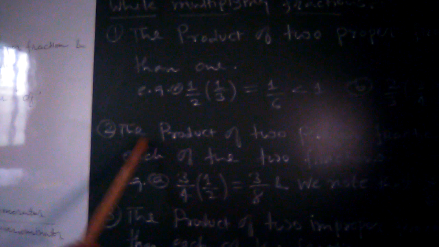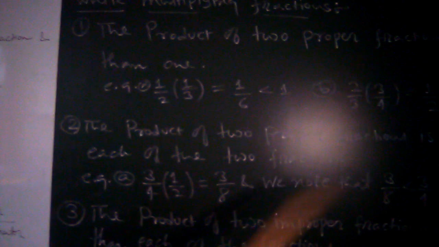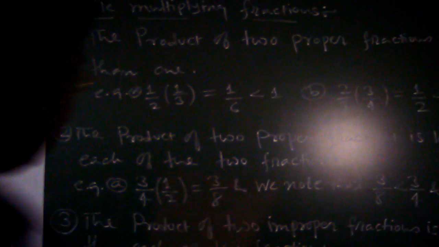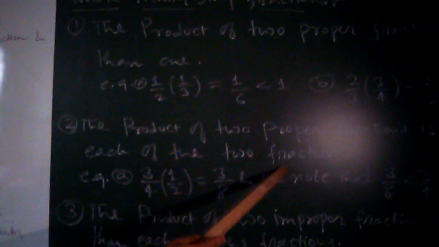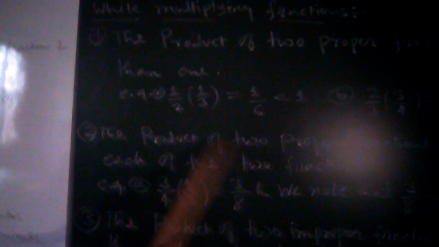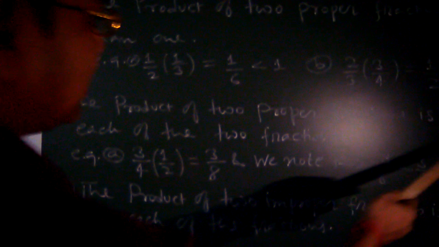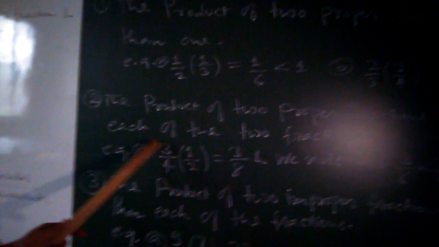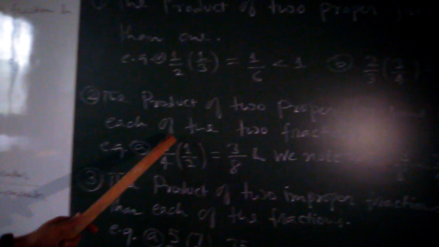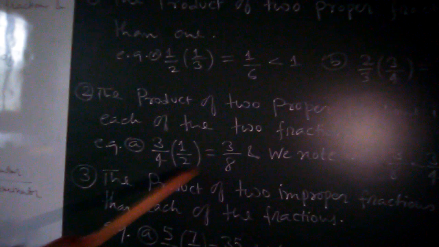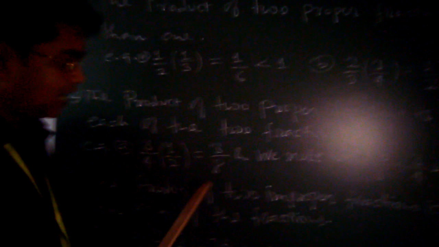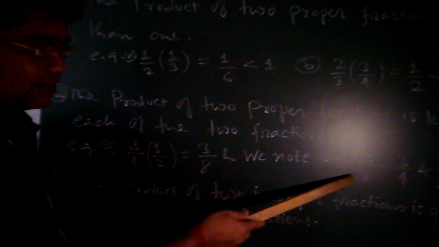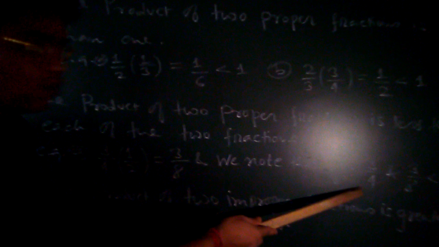Next observation is the product of two proper fractions is less than each of the two fractions. I repeat, the product of two proper fractions is less than each of the two fractions. See, 3/4 is a proper fraction, 1/2 is also a proper fraction. When we multiply, the result is 3/8, and we note that 3/8 is less than 3/4, also 3/8 is less than 1/2.